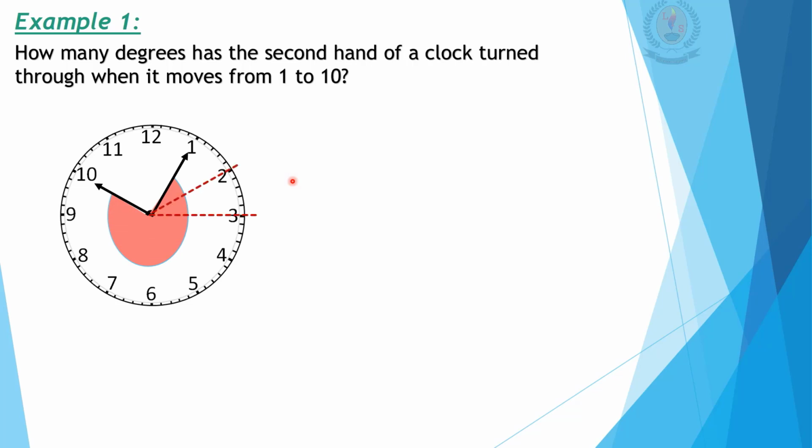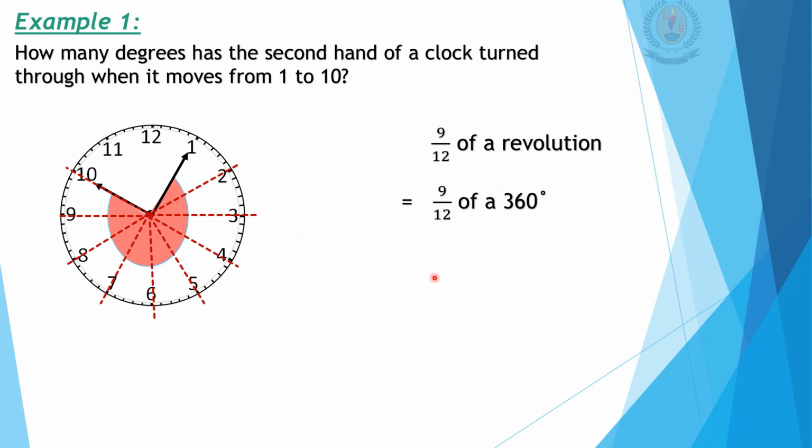1, 2, 3, 4, 5, 6, 7, 8, 9. The fraction of revolution is 9 over 12. So here the fraction of revolution is 9 over 12 of a revolution. Now you know the size of the revolution. Yes, it's 360 degrees. That means the answer can be found by finding what 9 over 12 of 360 is.